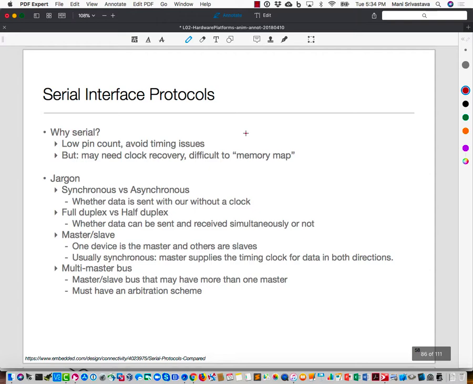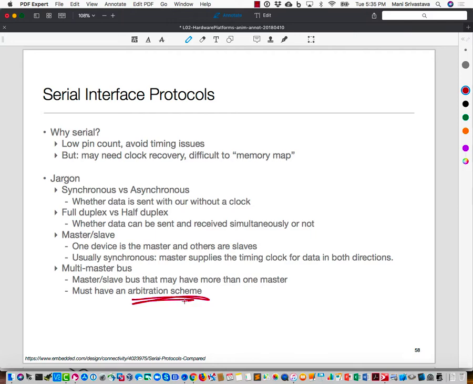Then there are buses which are multi-master. We'll see examples of these, but multi-master are things where you may have multiple MCUs connected together and multiple peripherals, and sometimes MCU A is talking to peripheral 1, sometimes MCU B is talking to peripheral 1. Clearly for this thing to work with multiple masters, there has to be some arbitration scheme, right? Because with multiple masters, we have to decide which one gets to use that communication medium. This becomes important because oftentimes we do have multiple MCUs sharing a peripheral, right?